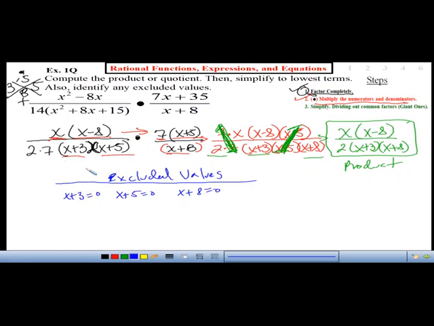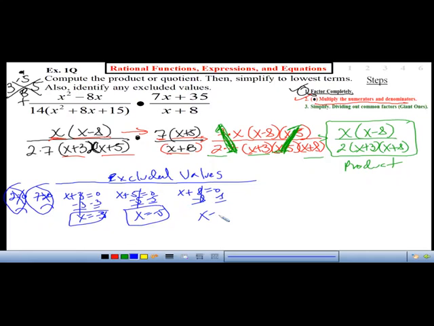And just for the sake of it, we're just going to write 2 equal to 0, 7 equal to 0, even though these are not true. Is that correct? Yes, Mr. Q, they're not true. All right. So we're not going to use those, but we are going to solve for the other ones. Minus 3, x equals negative 3. Minus 5, x equals negative 5. And minus 8, x equals negative 8. So my excluded values are negative 3, negative 5, and negative 8.